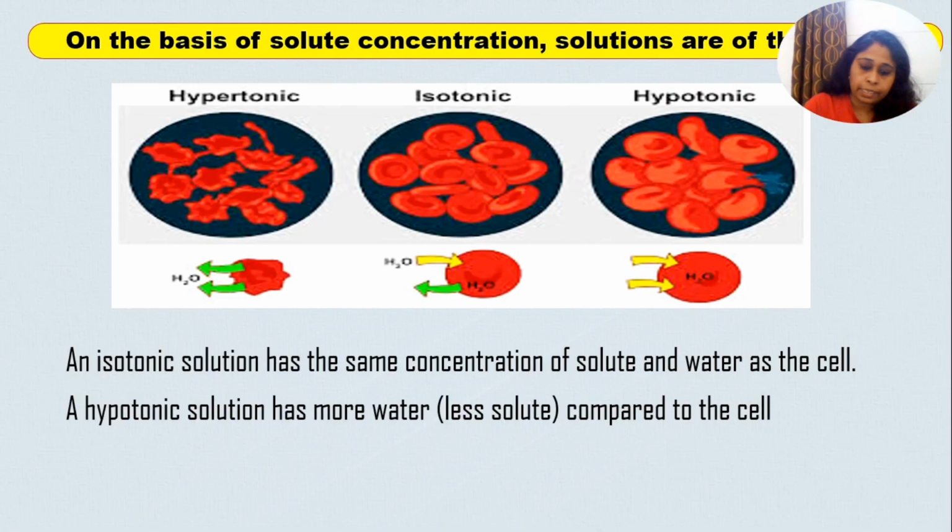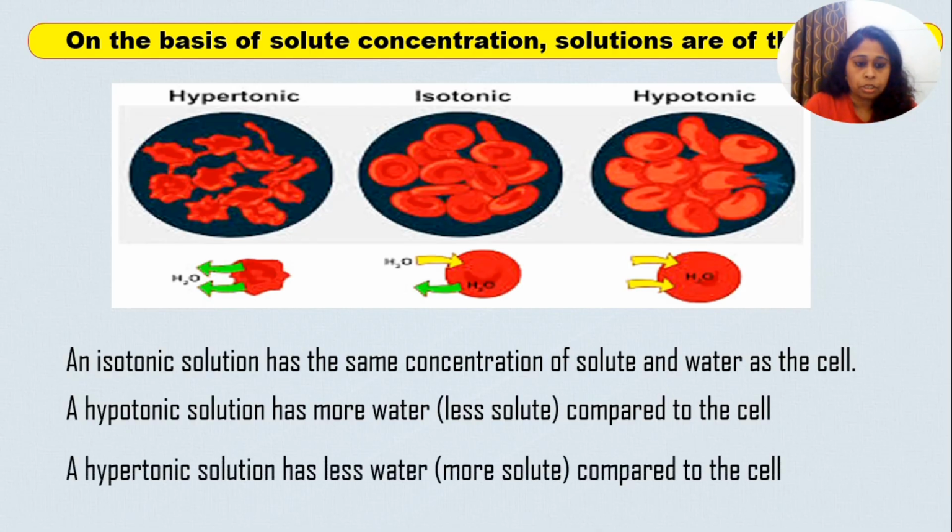Okay. Next is hypertonic solution. Now hypertonic solution has less water as compared to the cell. Less water means less water but more solute. Or in other words, we can say that the water moves out of the cell and the cell shrinks, and this process is exosmosis. Hypotonic solution has more water as compared to the cell, and there we can say that it is endosmosis.